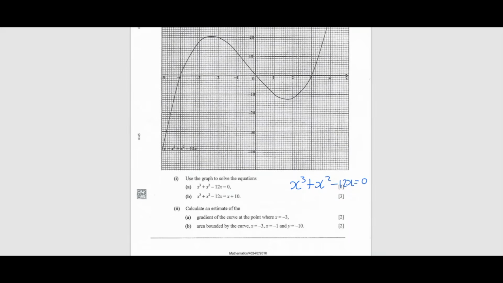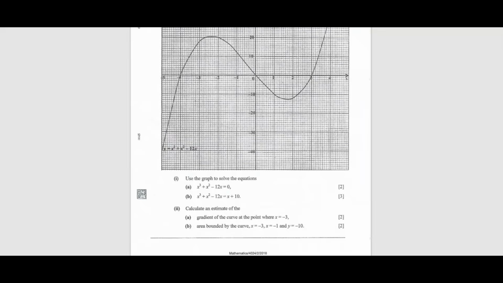So what we are going to do is, we need to compare this part here with our original equation here. The question is, are these two the same? So if they are the same, we need to say y is equal to, we need to replace x raised to the power 3 plus x squared minus 12x with y. So we know that y is equal to 0. So how do we get the solutions whenever we have y is equal to 0? So y is equal to 0 is the x-axis.